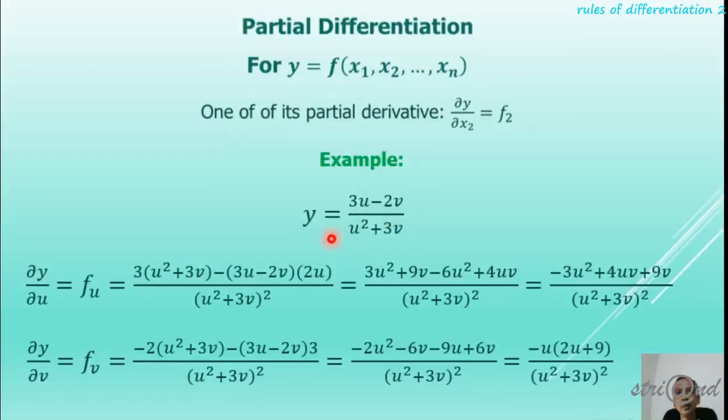The derivative of this denominator with respect to v is 3, because u squared is now a constant, and the derivative of a constant is 0. So the derivative is only coming from the 3v part of this function, and it is 3. The derivative of 3v with respect to v is 3, and then divided by the denominator squared. Then we simplify, and we find the result of this partial derivative is here.